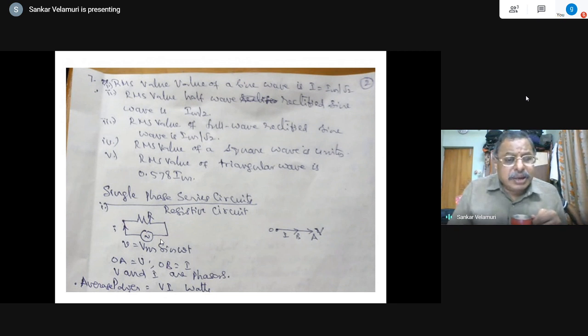phasors, it can be written with respect to the peak value or RMS values. Once it is defined for peak values, later we convert them into the RMS values. Always RMS values are taken in the corresponding phasor diagram. Now I would like to differentiate between a scalar, a vector, and a phasor.